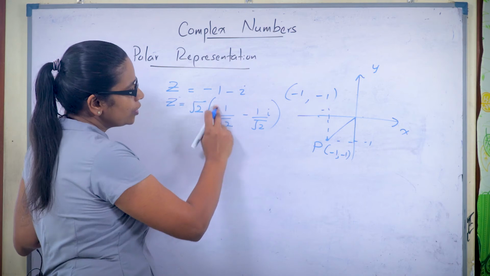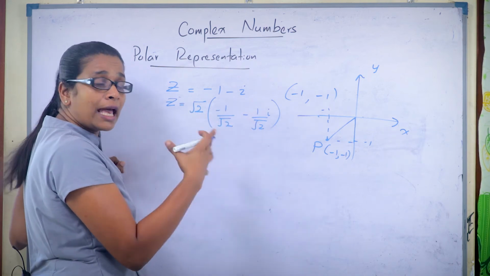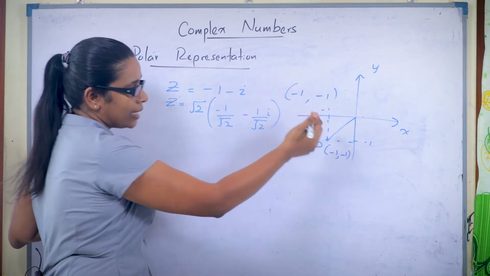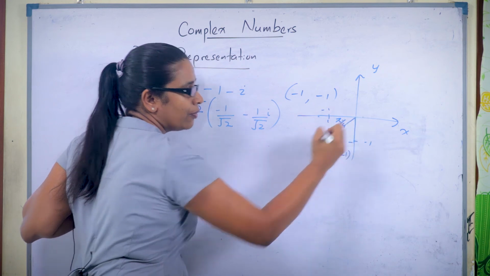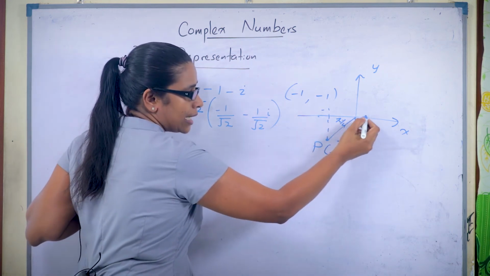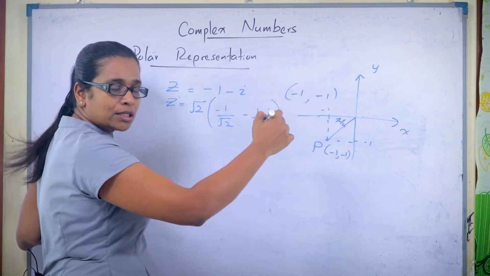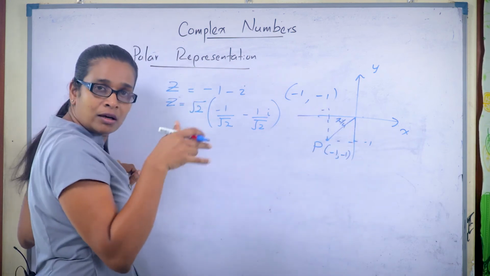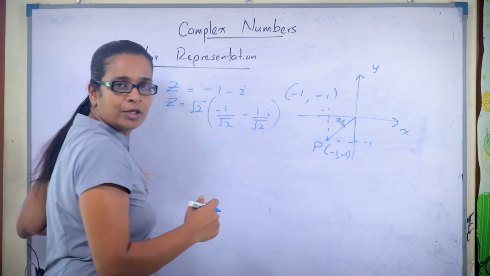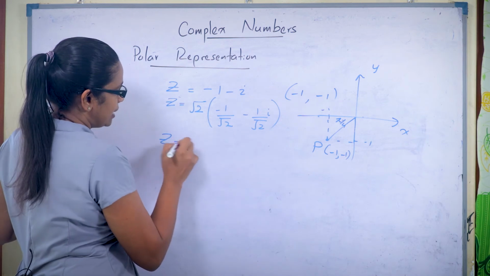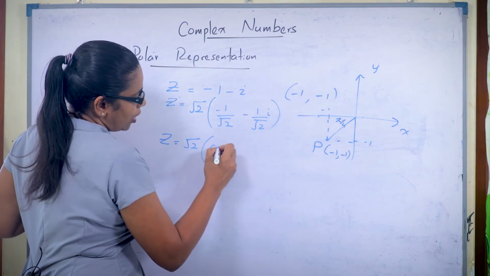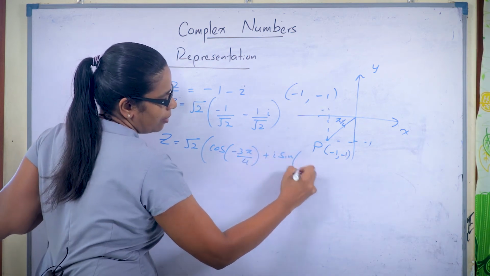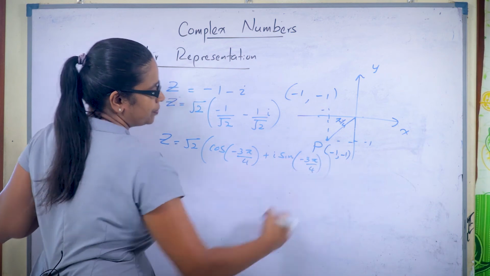Now, according to these values, you can identify the angle. You already found this is in the third quadrant, and this angle should be 5π/4. You can write this angle in the anti-clockwise direction as 5π/4, or in the clockwise direction as minus 3π/4. So I am going to write Z as √2 (cos(-3π/4) + i sin(-3π/4)).